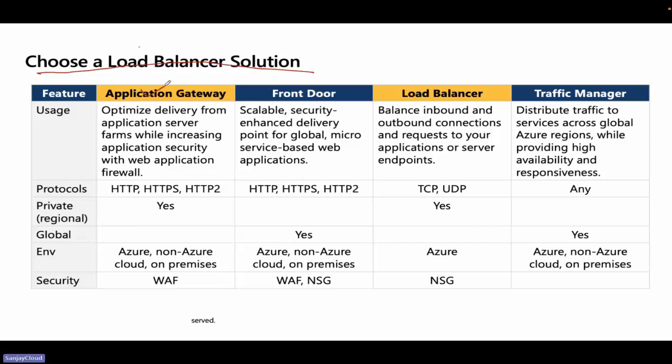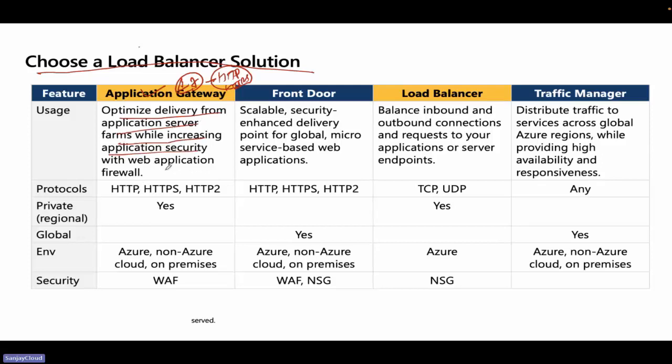So first of all, application gateway. As the name states, application gateway works on application layer 7. That means it supports HTTP and HTTPS based requests. It optimizes delivery from the application server farm while increasing application security.